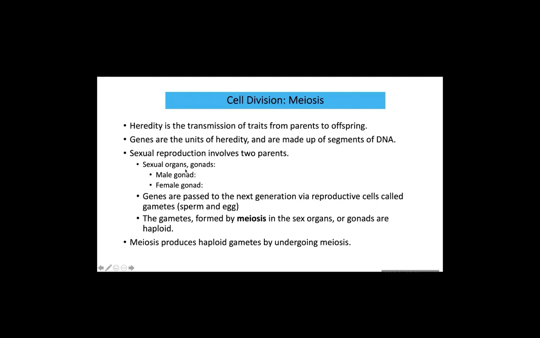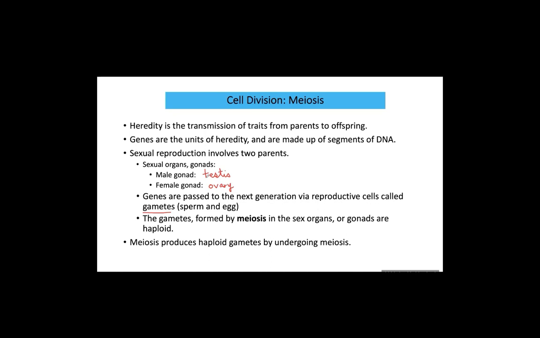Sexual organs are called gonads. So the male gonad is called the testis, and the female gonad is called the ovary. Genes are passed to the next generation via reproductive cells called gametes. We call sperm and egg gametes. These gametes can be formed from the male gonad and the female gonad.